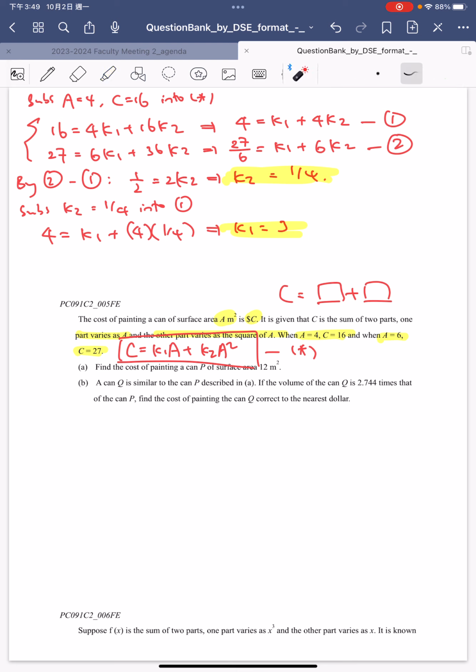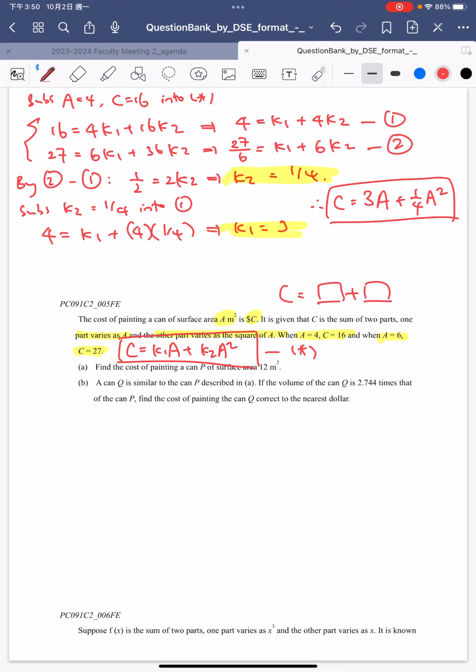Then we can substitute these two values back into our initial formula, so that we have C is equal to K1 times A. K1 is equal to 3, so I have 3A plus K2, which is a quarter, times A squared. So that's the relationship between the value of C and A.